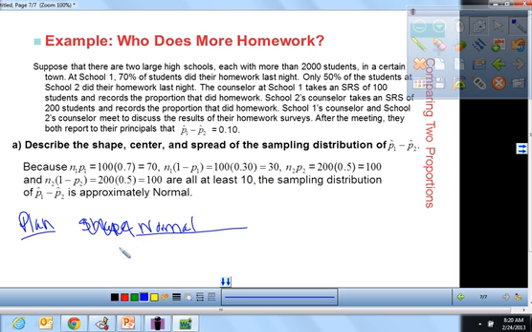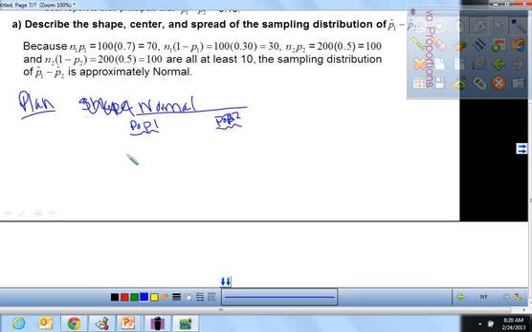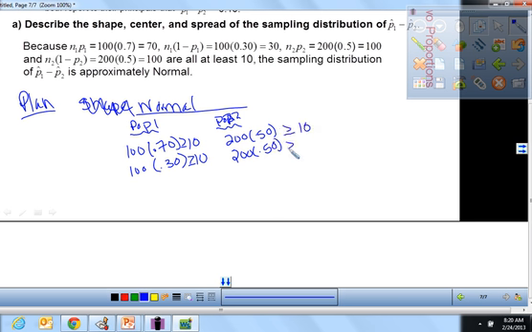normal, and I'm going to do population 1 and population 2. Underneath it is where I'm going to do my 100 times 0.7, and 100 times 0.3 has to be greater than or equal to 10, greater than or equal to 10. Then I have to do 200 times 0.5 and 200 times 0.5, and that has to be greater than or equal to 10 and greater than or equal to 10, which it is. So now I've checked that condition in my plan step.